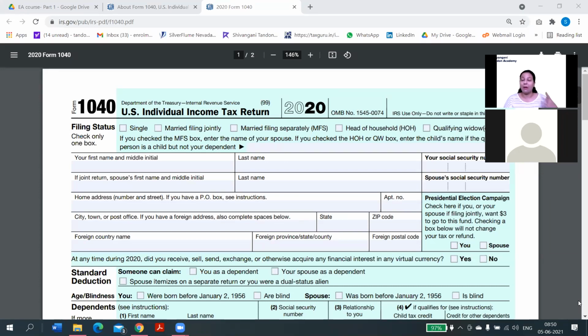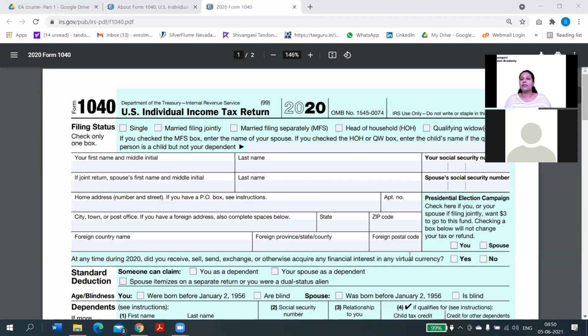Next is MFJ. MFJ means in the US tax law, if the return is filed by a married couple, they are supposed to check the box of married filing jointly, and husband and wife both income will be combined on this one single form 1040. Okay, so unlike India, we have husband and wife earning separately and reporting the income on the tax return separately. In US, we have both the husband and wife combined income reported on one single form 1040, and their filing status is known as MFJ.